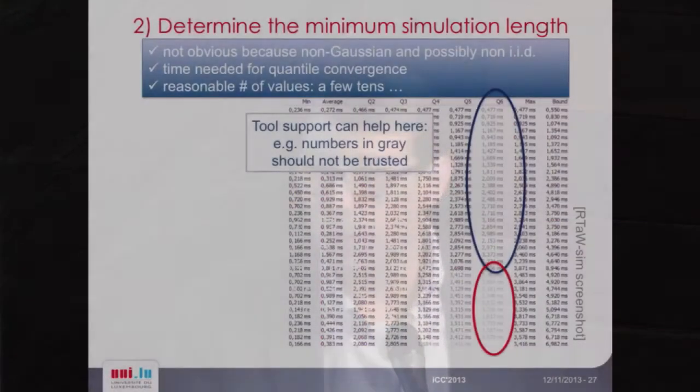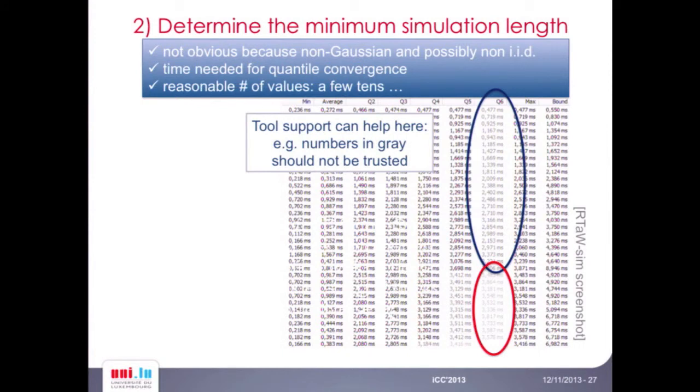But you cannot do that by hand each time. You can have tool support for that. For instance, in our simulator, the figures in gray indicate that those numbers should not be trusted, and the ones in light gray should not be trusted at all. It means that the simulation length is not enough.